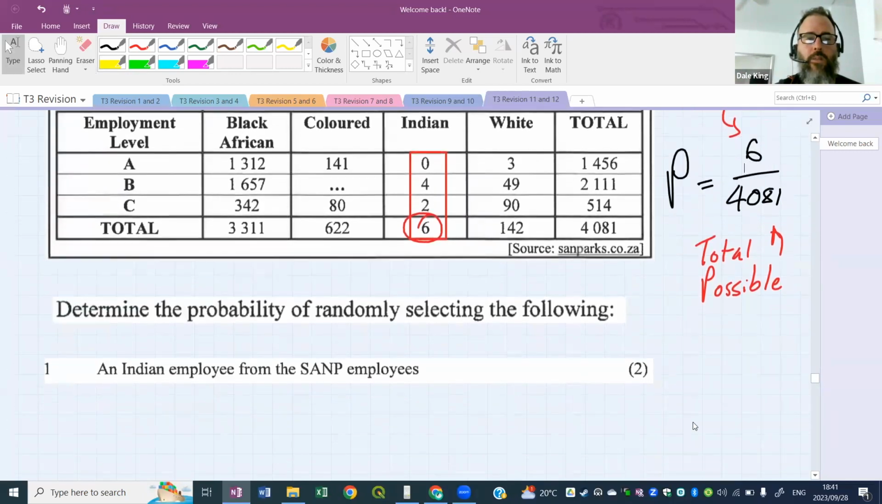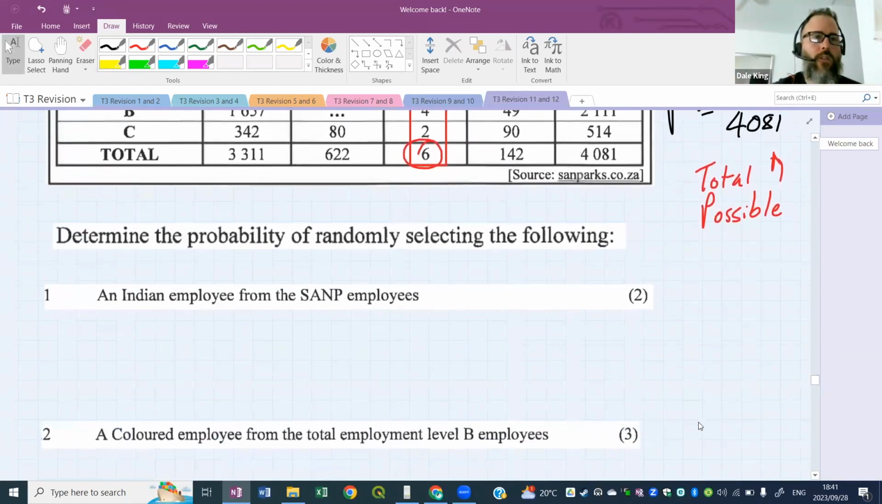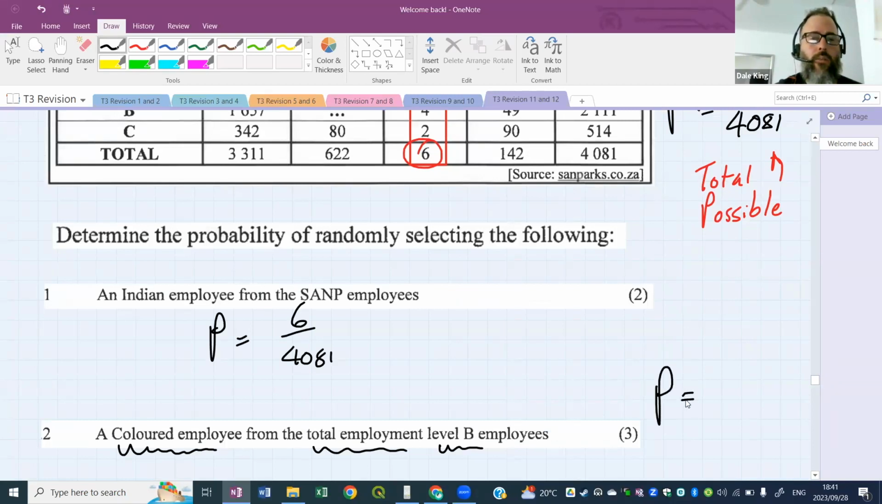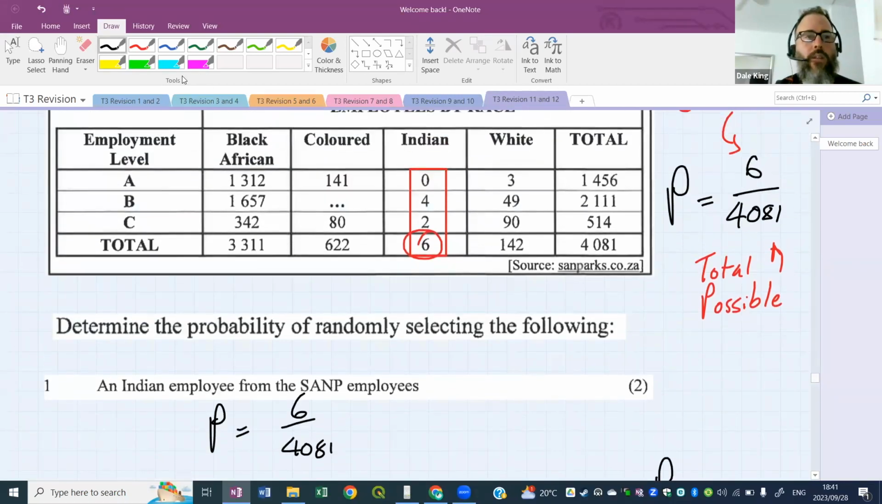Here's another probability question. You ready? Well, let's just write this here quickly. So P is equal to 6 over 4081. What is the probability of getting a colored employee from the total employment of level B? All right, a colored employee from the total employment of level B. What is the fraction? Now, this is a 3-mark question. And you can see that the piece of information that we need is not there.